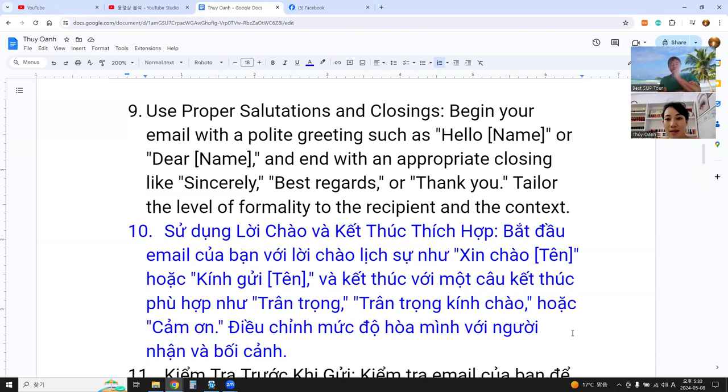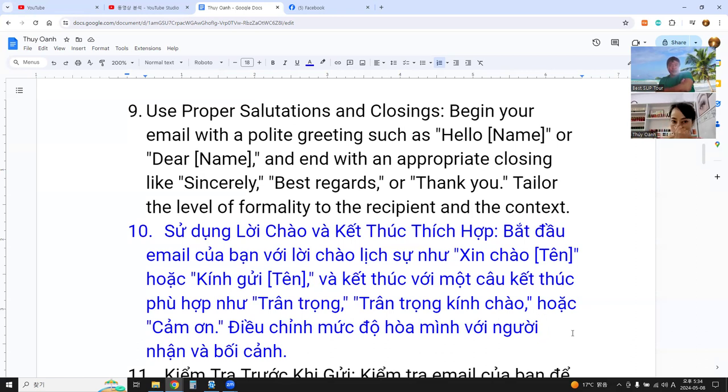In Vietnamese emails we use kính gửi, then the name. And at the end, tạm biệt, which means goodbye. It is like that because when we begin an email we say hello, and when we end the email we need to say goodbye.